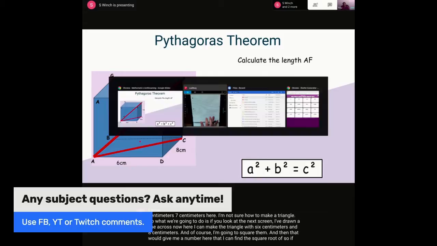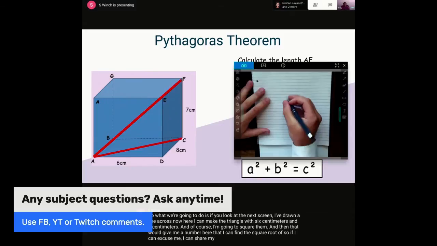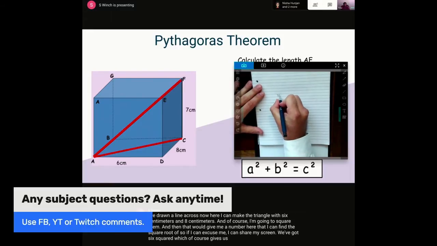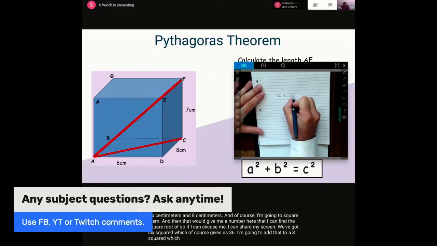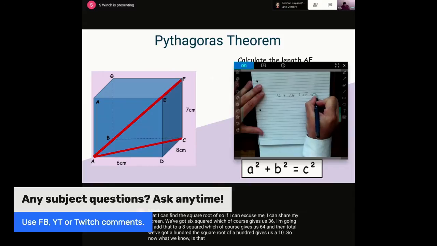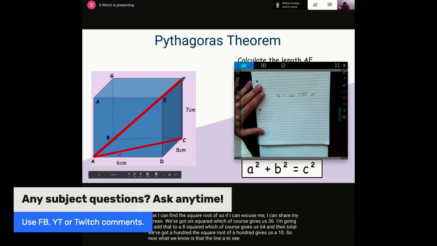So if I can share my screen, we've got 6 squared, which of course gives us 36. I'm going to add that to 8 squared, which of course gives us 64. And then in total, we've got 100. The square root of 100 gives us 10. So now what we know is that the line A to C is equivalent to 10 centimeters. So this line here is 10 centimeters.